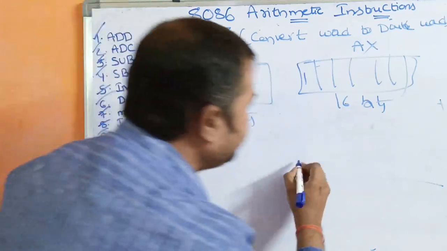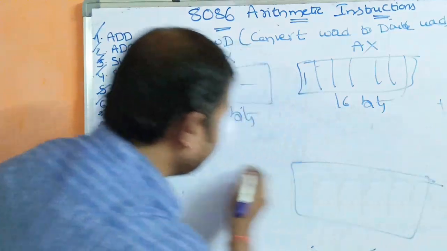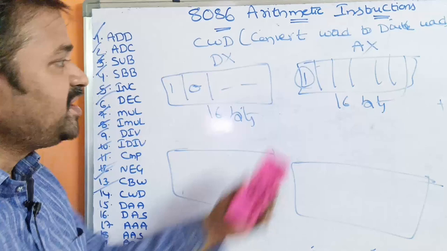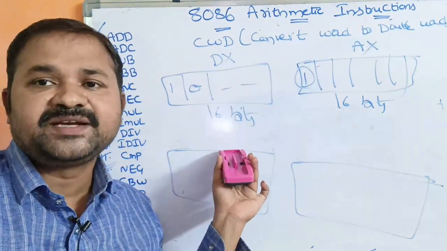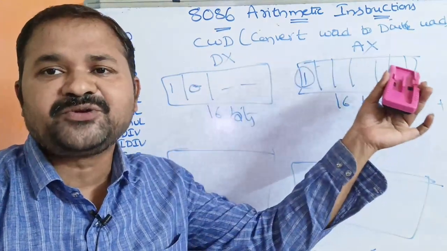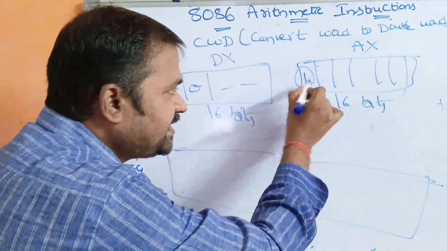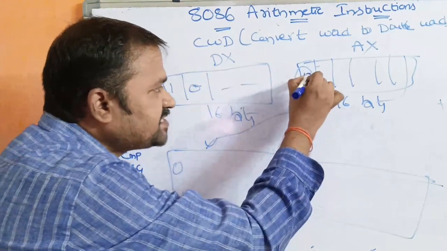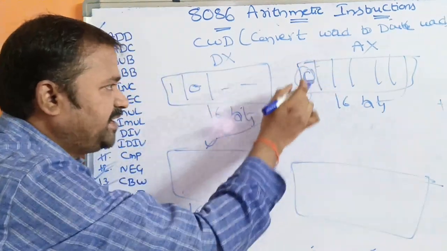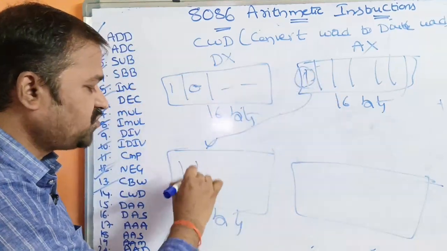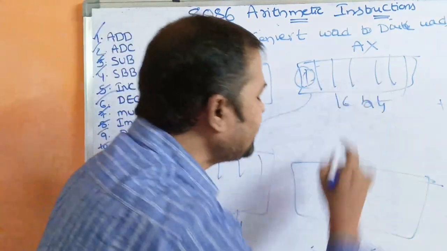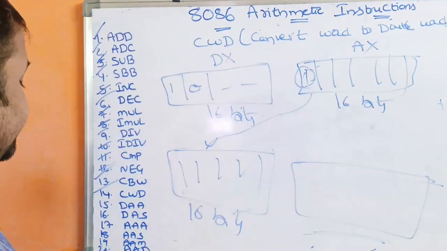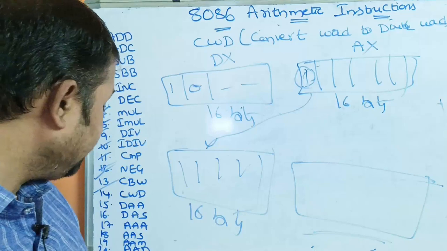So here what will happen is, the sign bit of AX will be copied to the higher order bits of the DX register, all the bits of the DX register. Here the sign bit is 1, so this 1 will be copied to all 16 bits. Suppose if the sign bit is 0, then this 0 will be copied. There is no change in the AX register. AX register is as it is. So this is about CBW and CWD.